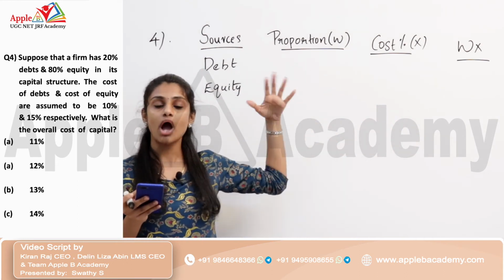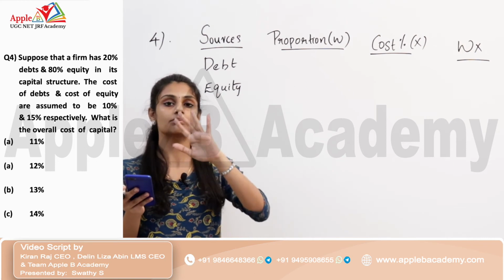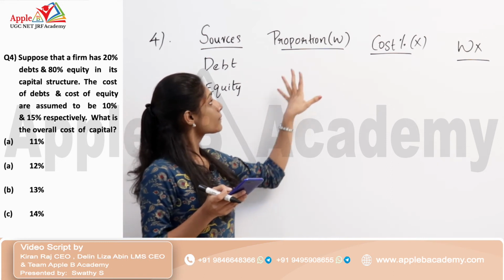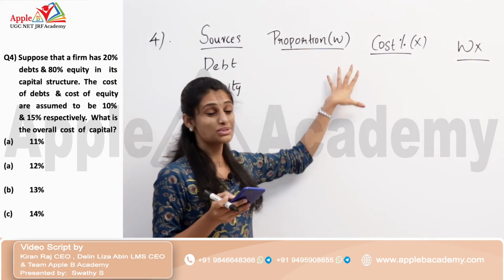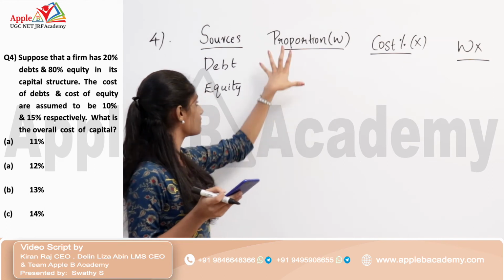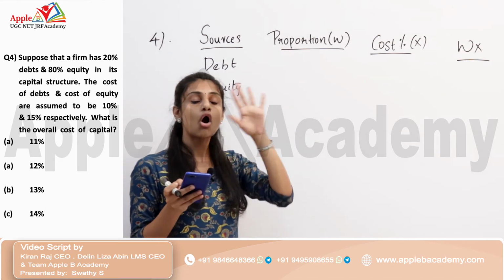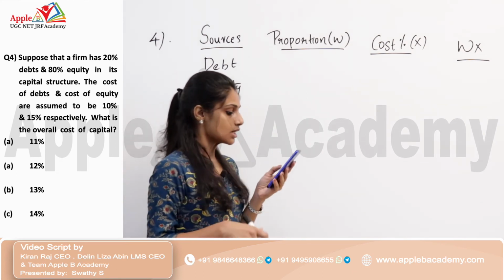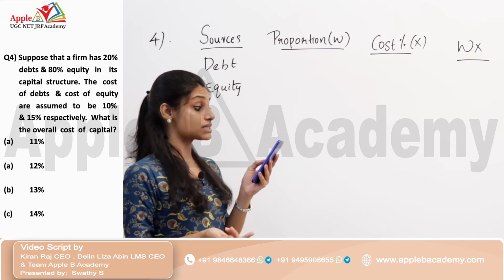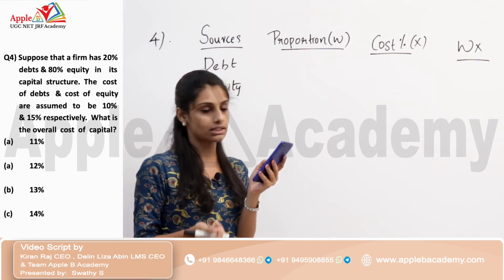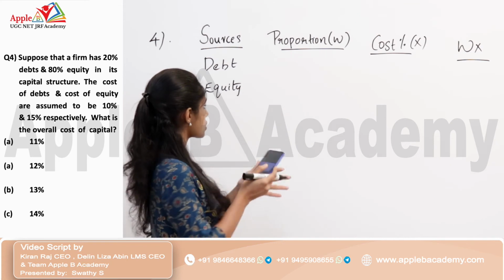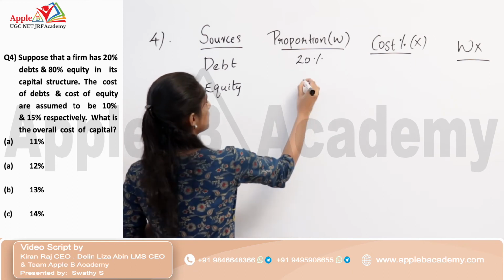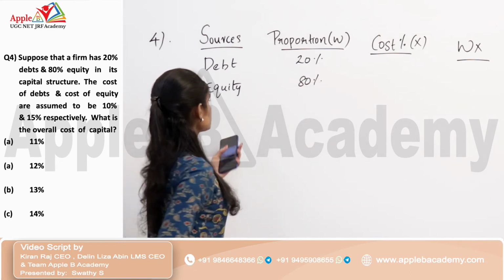So the question is all about the capital structure of the company. With this you have to compute the overall cost of capital, which is the weighted average cost of capital. For that you have to maintain the weight. Weight means the proportion of each source to the whole capital structure. The question says 20% debt and 80% equity, that means in the capital structure 20% is contributed by debt and the remaining 80% by equity.